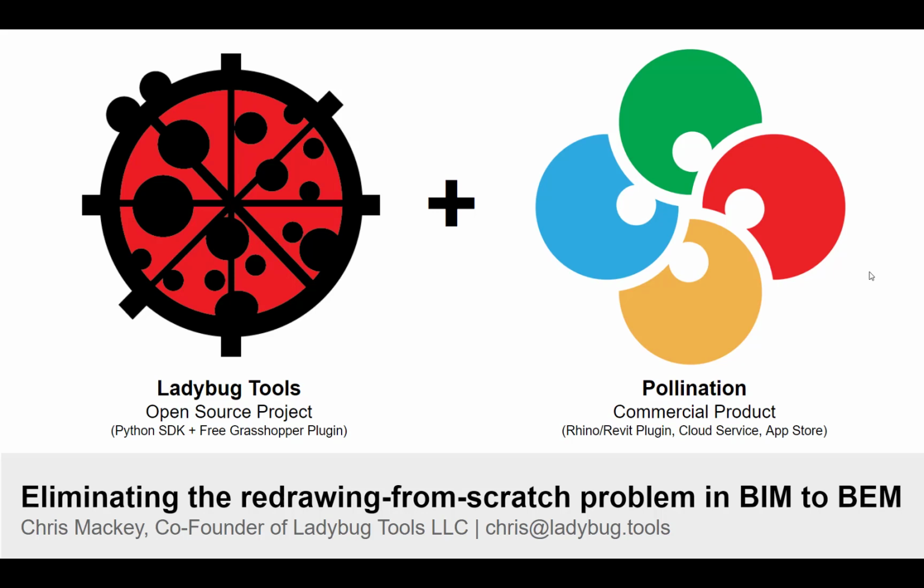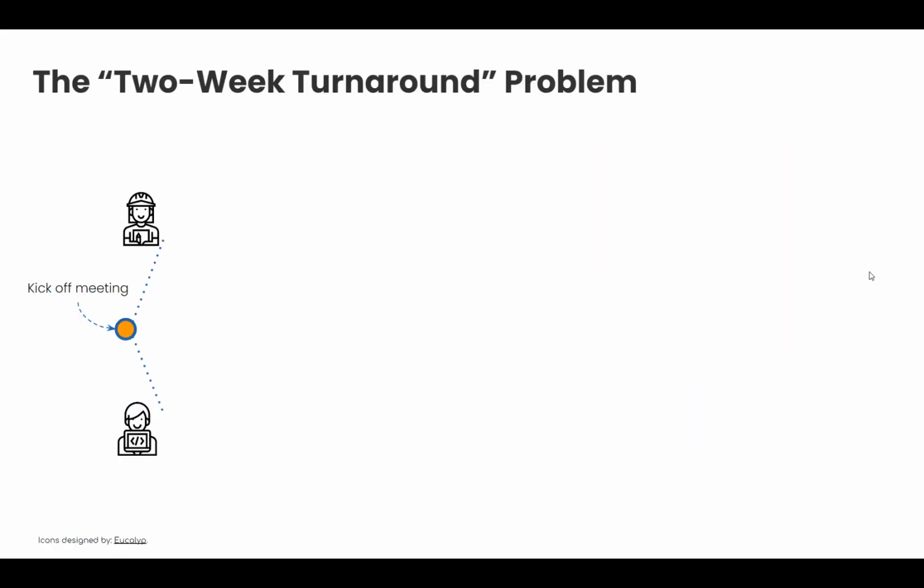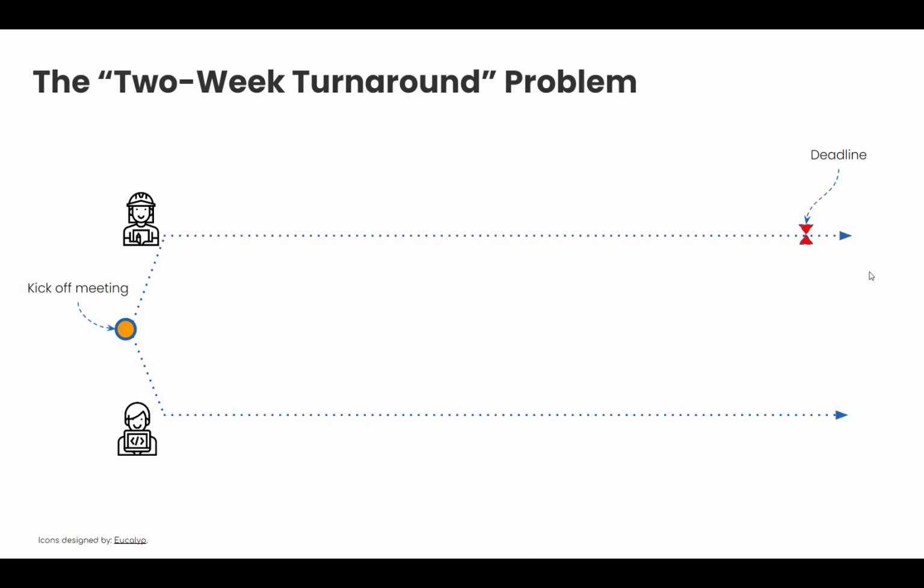But all of our commercial products and most of our open source projects are aimed at tackling the same problem in the industry, which I like to refer to as the 2-week turnaround problem. Many of us are likely familiar with this problem where you will have a kickoff meeting with both the design team and the energy modeling team. These two parties will go their separate ways after that kickoff meeting.